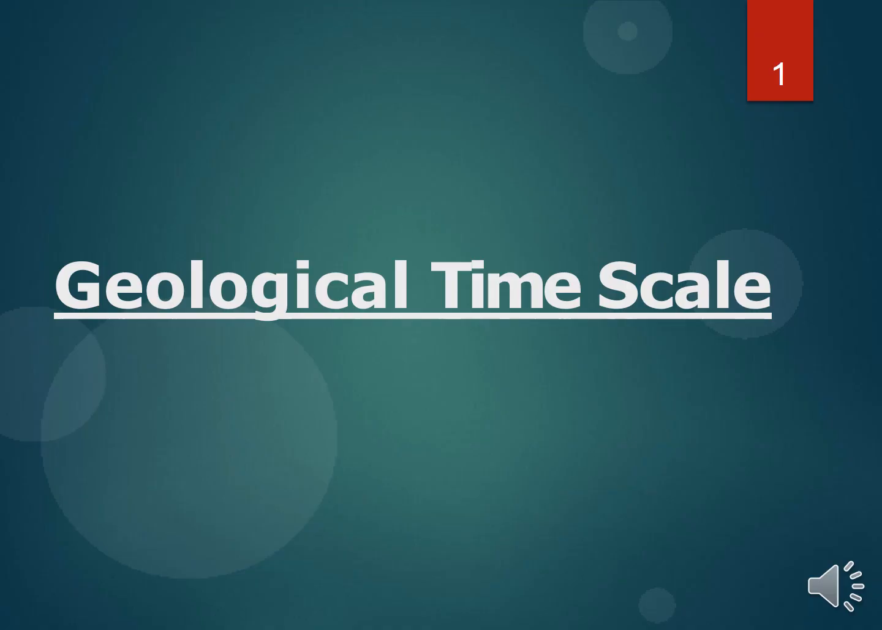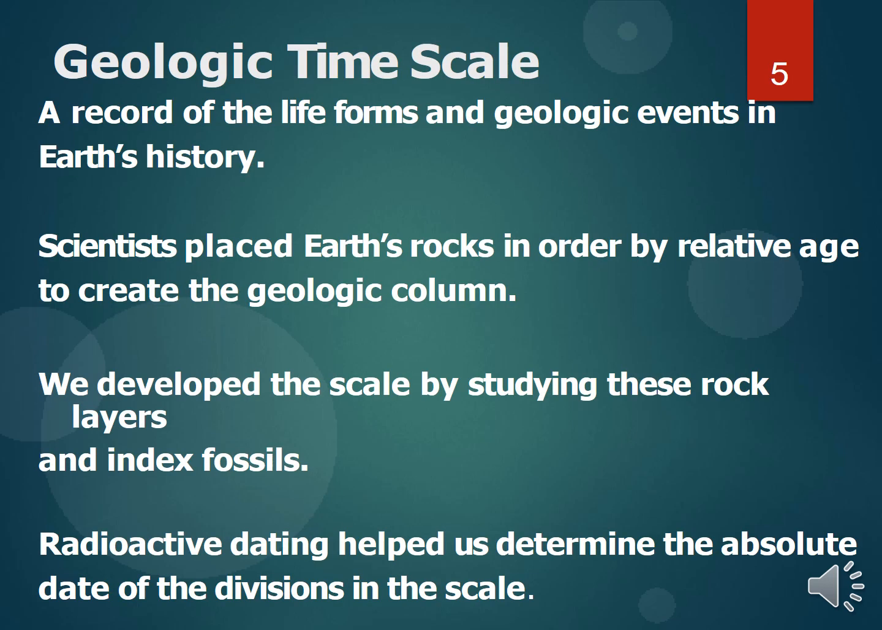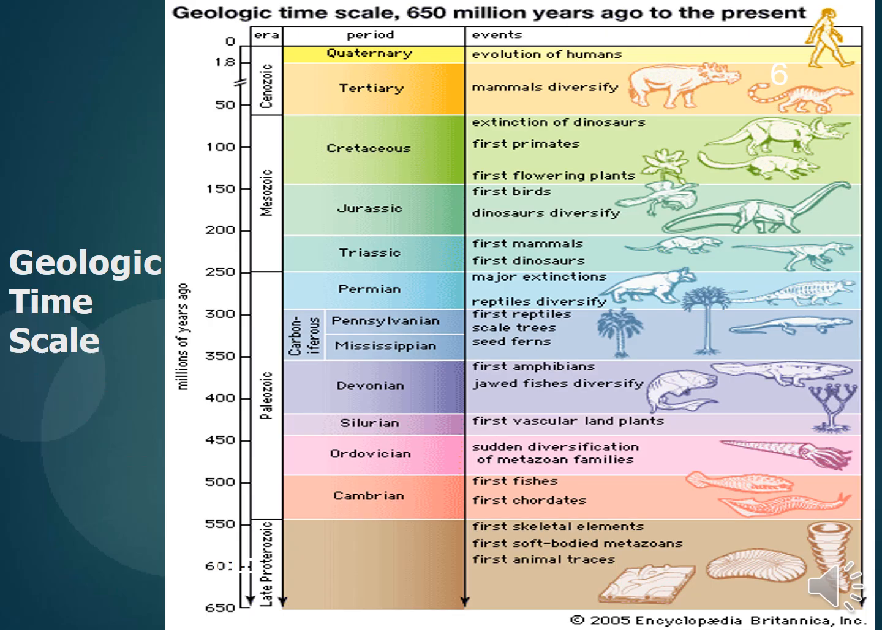Today we are going to discuss another topic called the geological time scale. So what exactly is geological time? This is a record of the life forms and geological events in the earth's history. Scientists place the earth's rocks in order by relative age to create the geological column. We developed the scale by studying these rock layers and index fossils. Radioactive dating helped us determine the absolute dates of the divisions in the scale.